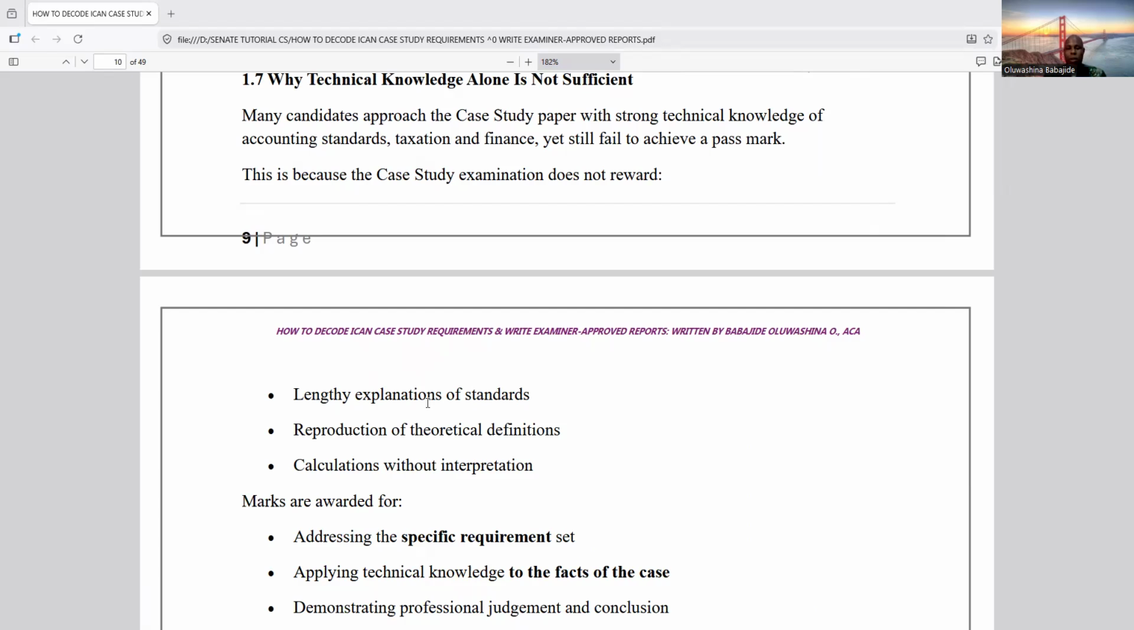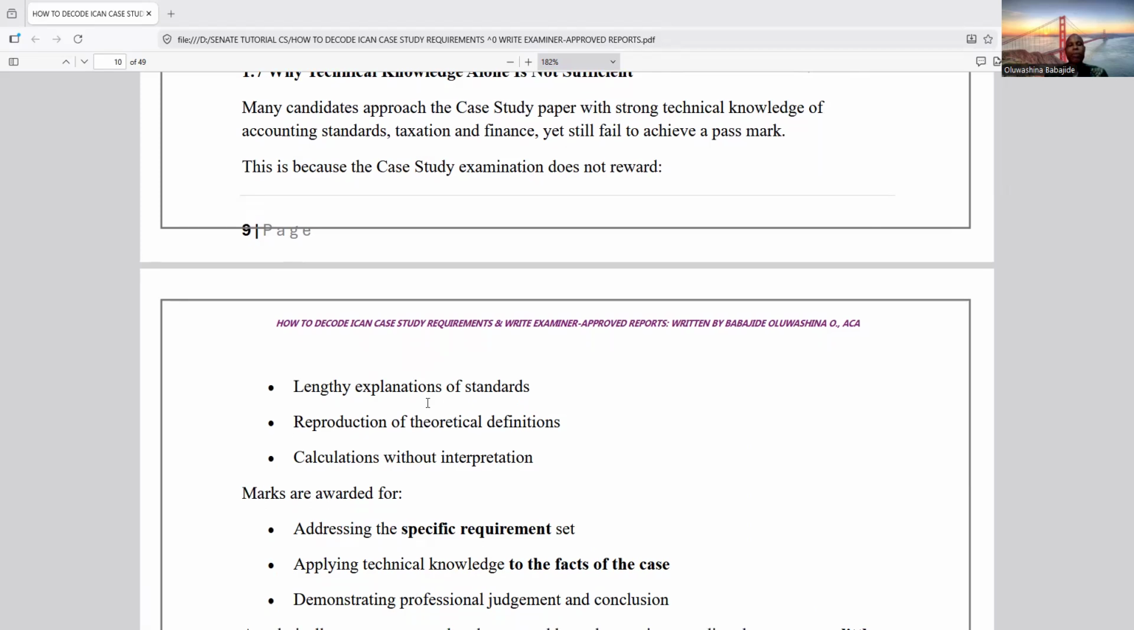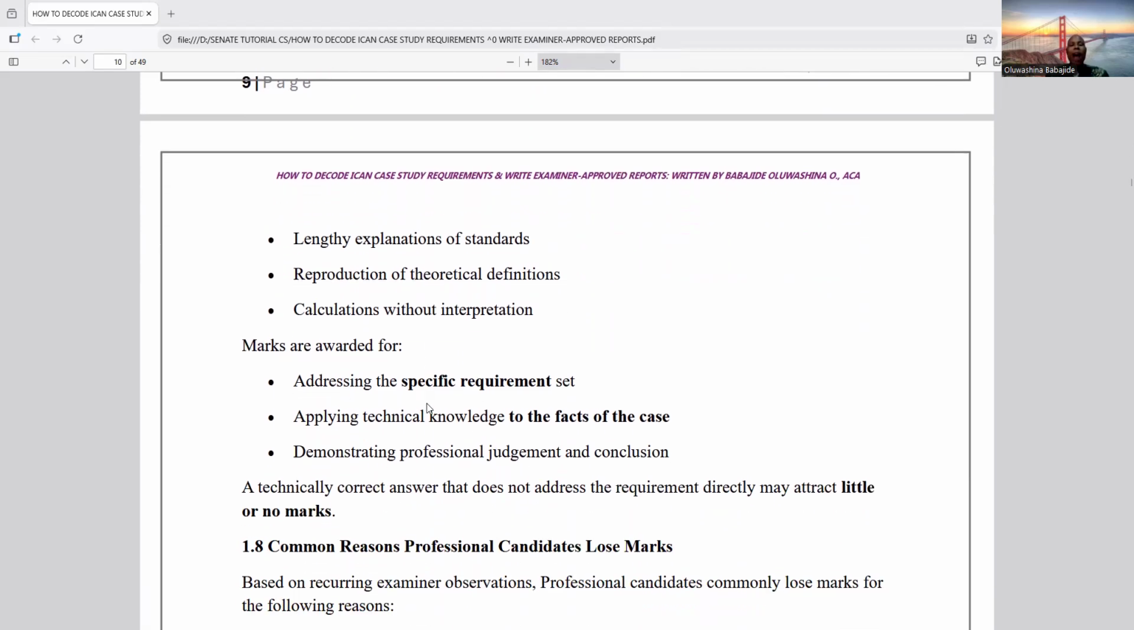That's why you will see some students getting 5, getting 1, getting 8. Why? Because they focus on calculation without interpretation of what they have calculated. So whatever you calculate, you need to import into your report and interpret it. Marks are awarded for addressing the specific requirements set.